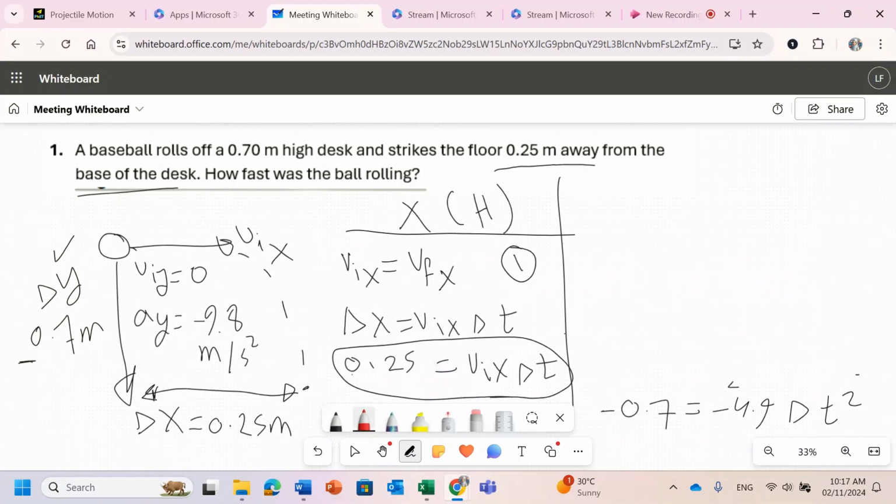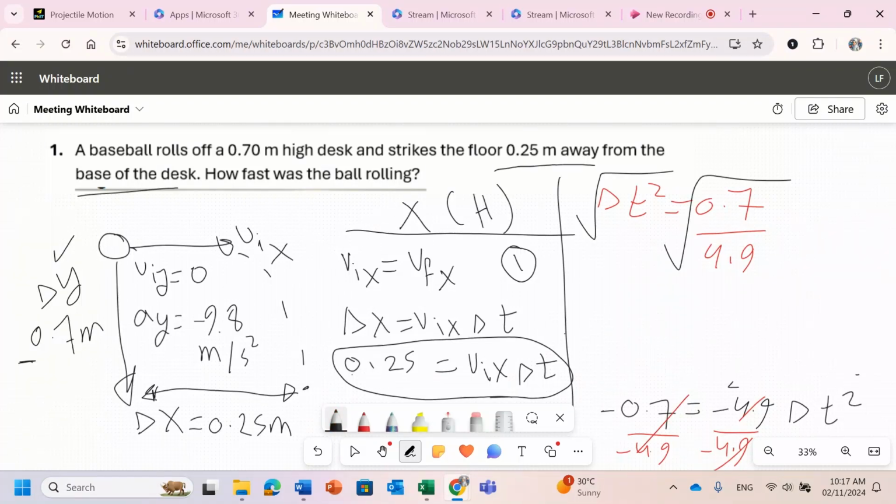So negative and negative, they cancel out. I'm going to divide both sides by negative 4.9. So delta t squared will be 0.7 divided by 4.9. Now I need delta t, so take the square root of both sides to get the value of time, total time or time of flight, and this value will be 0.38 seconds.